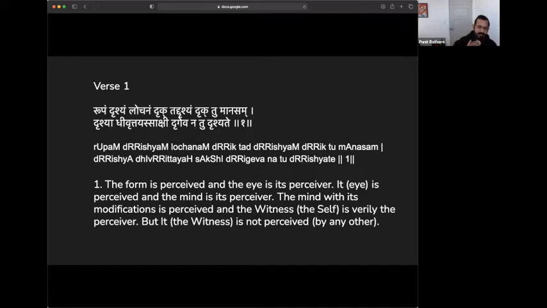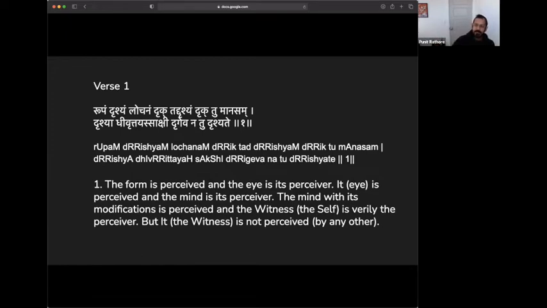So there's always a subject-object relationship with the eye and the form. The eye is the subject and the form is the object. Does that make sense to everybody? So the eye is the cause of seeing images of the world. The world is perceived through the eye.